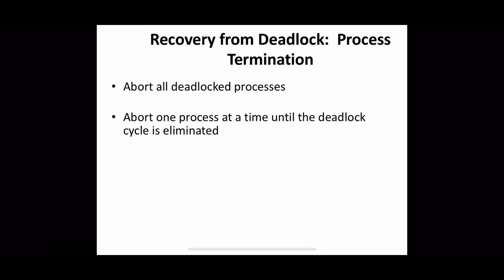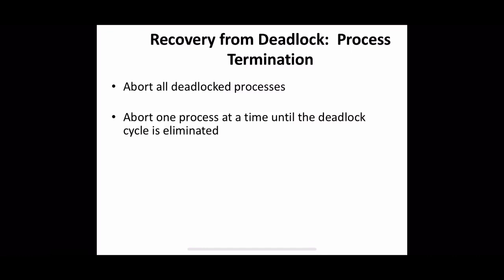Now, aborting a process is not an easy job. Just for example, if the process was in the midst of updating a file, terminating it will leave that file in an incorrect state, right? Like that, many issues are there. And also, if the partial termination method is used, then a decision should be taken each time, like which process should be selected for termination. Just like we select a process for CPU scheduling, right? We have to make a decision each time before selecting a process. So which process should be selected?